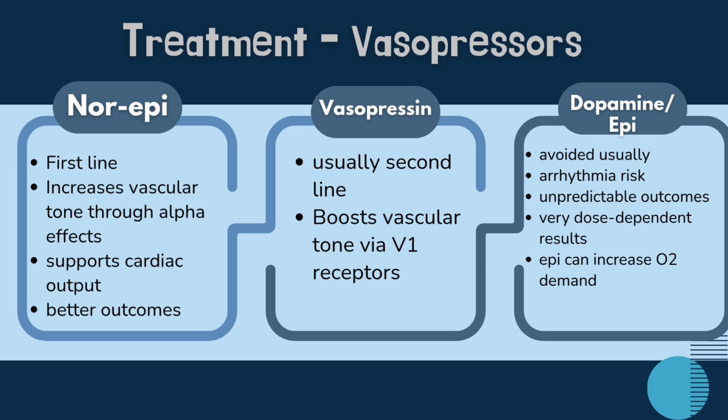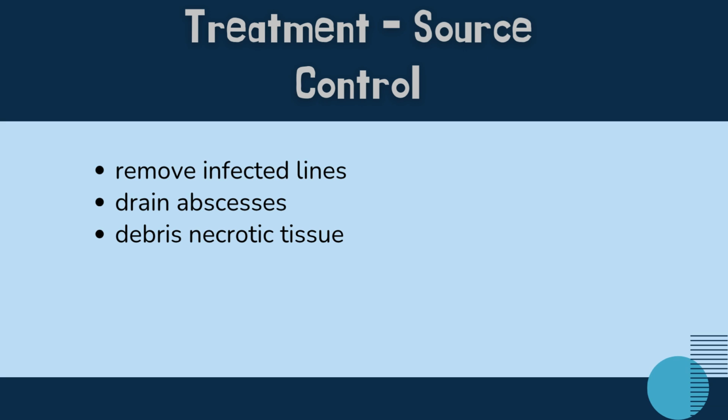If norepinephrine isn't enough, we add vasopressin to boost vascular tone via V1 receptors. Epinephrine is reserved for refractory cases because epinephrine can raise the risk for arrhythmias. It can increase myocardial oxygen demand, which we don't want because we're already struggling for oxygen. And lastly, source control. We stop what's causing it. We remove infected lines. We drain abscesses. We debride necrotic tissue. Whatever it takes is what we fix.